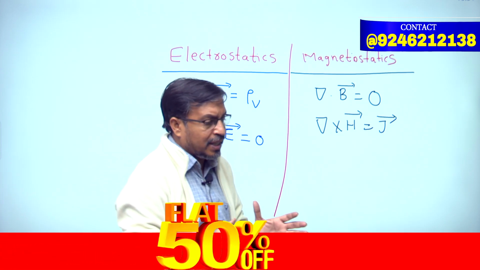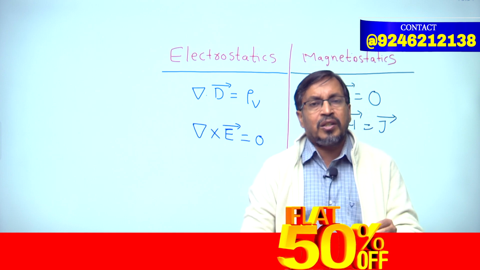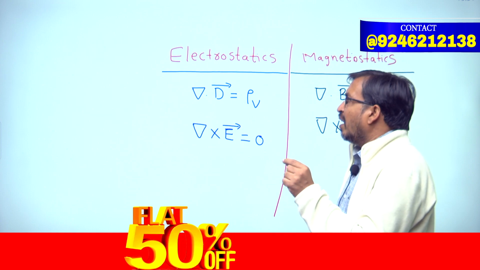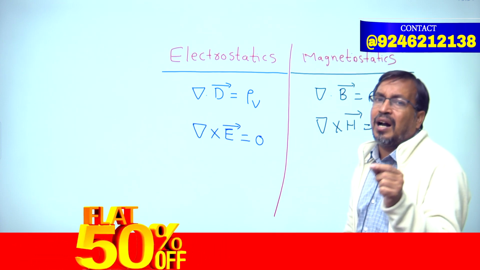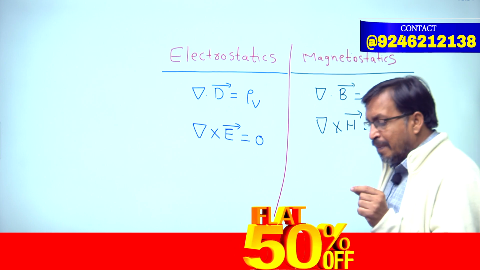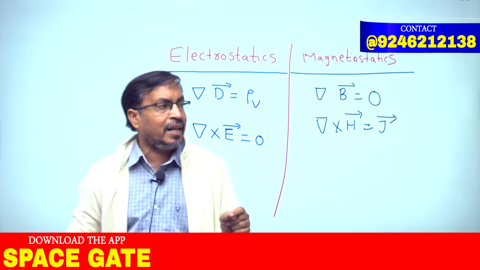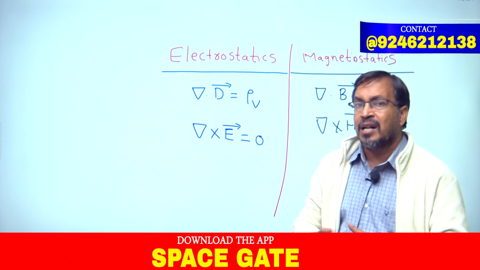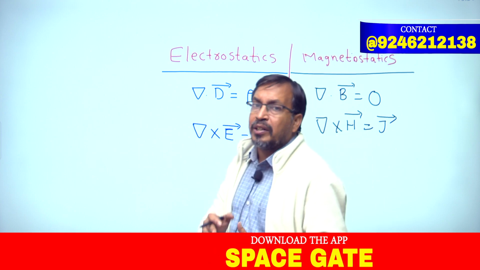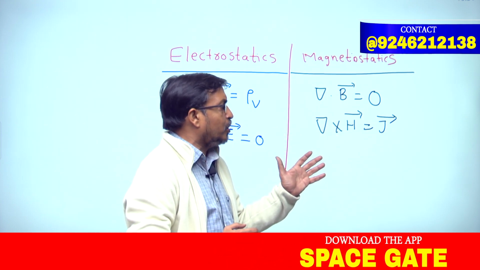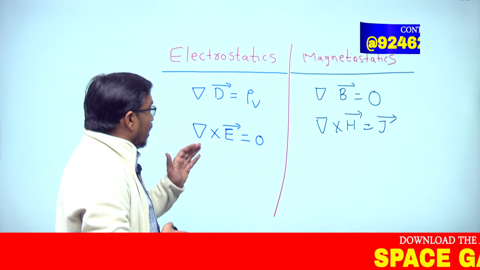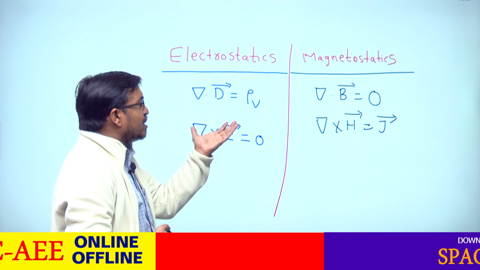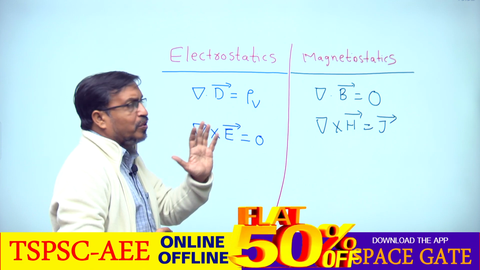So, here my question is, just now I explained divergence as well as curl. In electrostatics, what is the divergence equation? Del dot D equals rho V. Similarly, in magnetostatics, what is the divergence equation? Del dot B equals 0. And in the curl equation, electrostatics is curl E equals 0, and in magnetostatics the equation is curl H equals J. So, curl E equal to 0 means irrotational. Divergence of D equals rho V means divergence is not equal to 0.